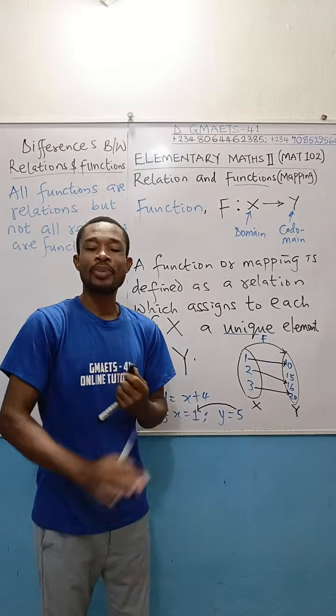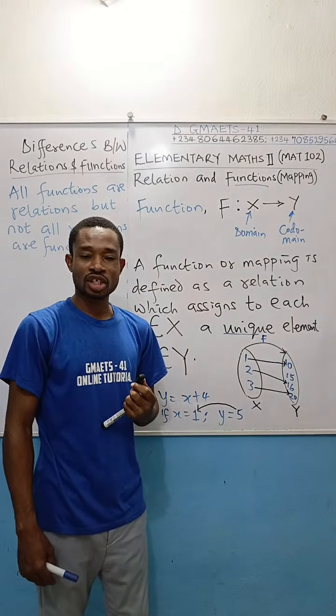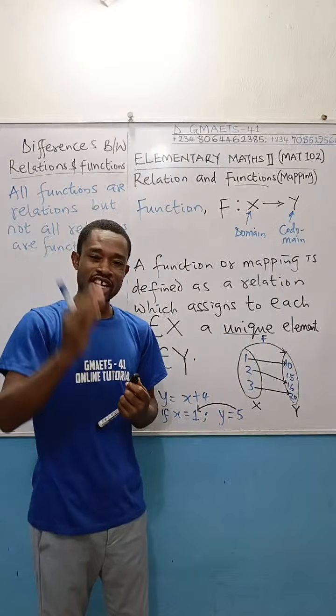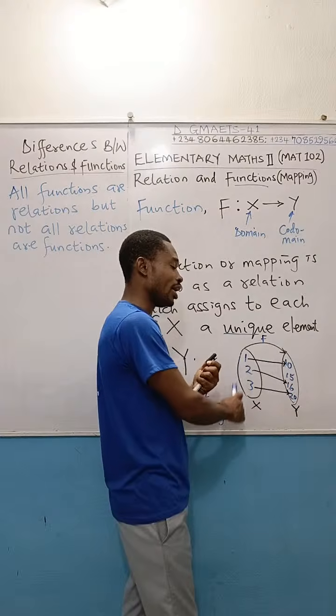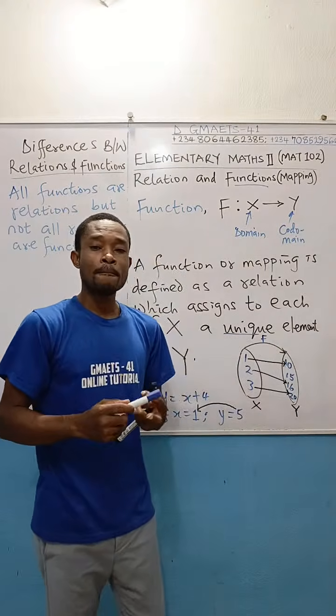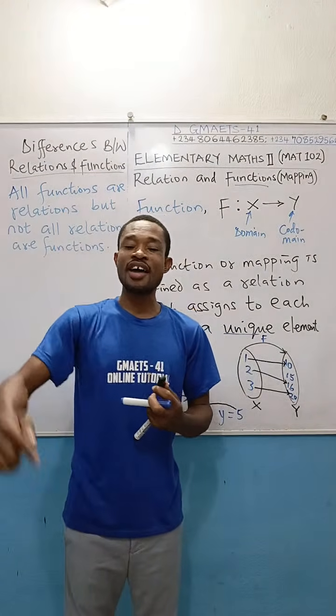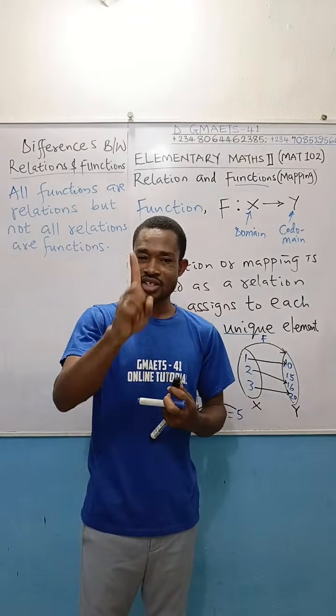If such a thing happens, then that relation is not a function. So for a relation to be considered a function, all the elements in the domain must be mapped, must have an assignment, must have an image. So that's condition number one.